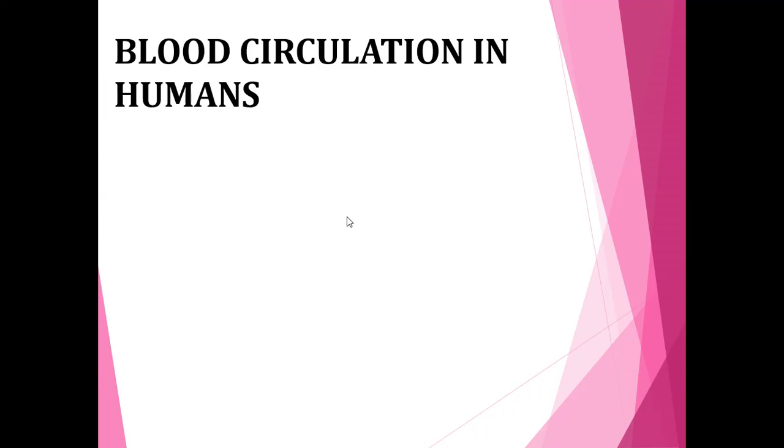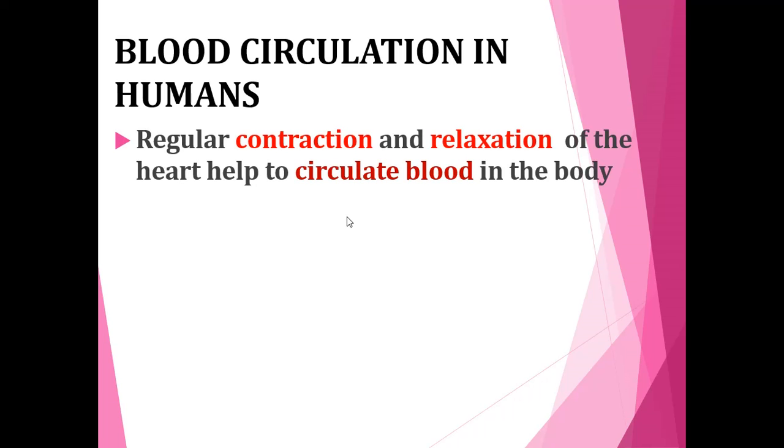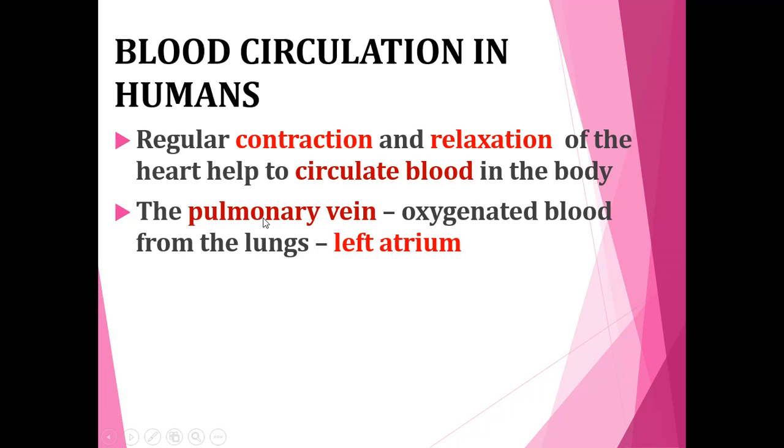Now, blood circulation in humans. Regular contraction and relaxation of the heart help to circulate blood in the body. So how is blood circulated in humans? The pulmonary vein is a blood vessel. We have seen in the last video about veins, arteries and blood vessels.